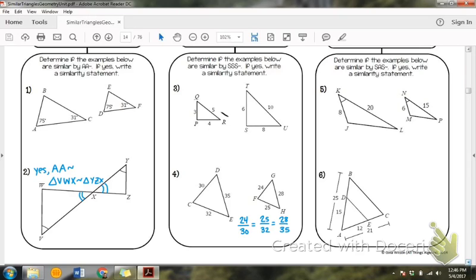So 24 over 30 reduces to what? 4/5, which is what as a decimal? 0.8. Okay. What's 25 divided by 32? What'd you say? 0.8. Are you rounding? Don't round. What is it? 0.78. Don't round on these. I'm glad you brought that up. We don't want to round on these. They have to be exactly the same number. And then 28 divided by 35, what is that? 0.8.